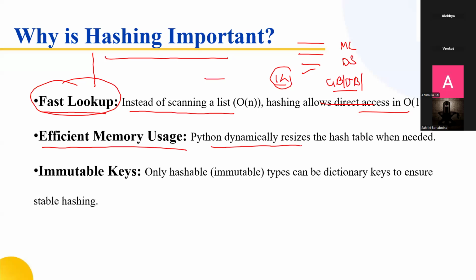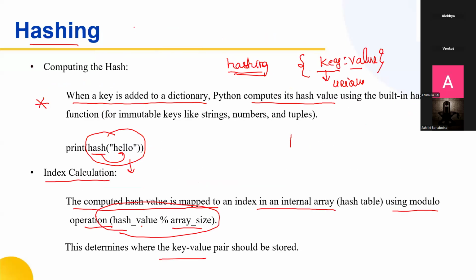Python dynamically resizes the hash table when needed. Another important point is that all keys used in the dictionary are immutable. Only immutable types can be used as keys. This is what is called a key. I want all the people to please note that this is a very, very important question.